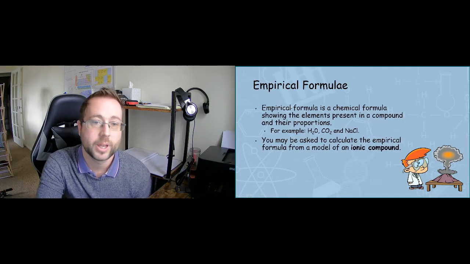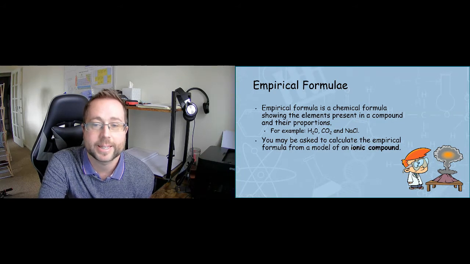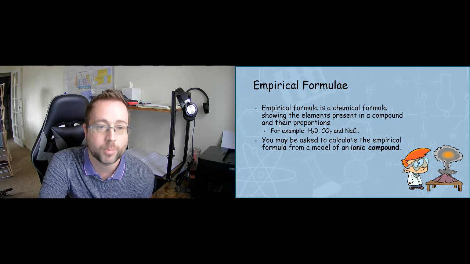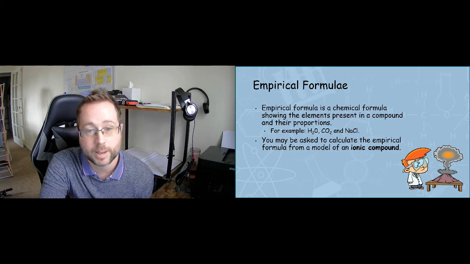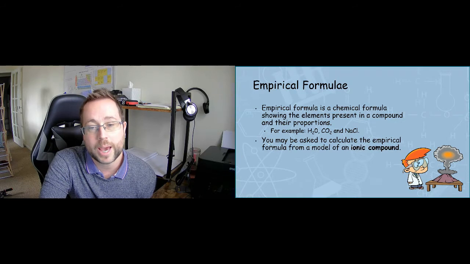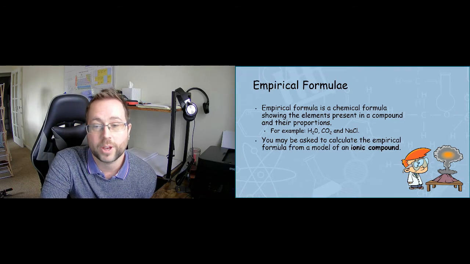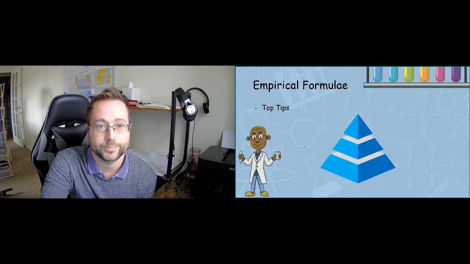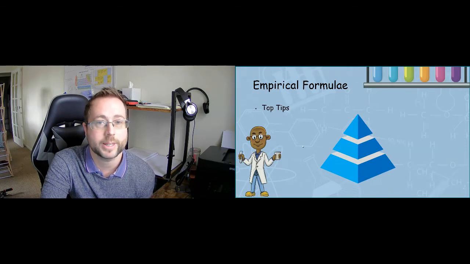Empirical formulas. An empirical formula is a chemical formula showing the elements present in a compound and their proportions. For example, water, H2O, carbon dioxide, CO2, and salt, sodium chloride, NaCl. You may be asked to calculate the empirical formula from a model of an ionic compound. Okay, so how do we calculate the empirical formula?